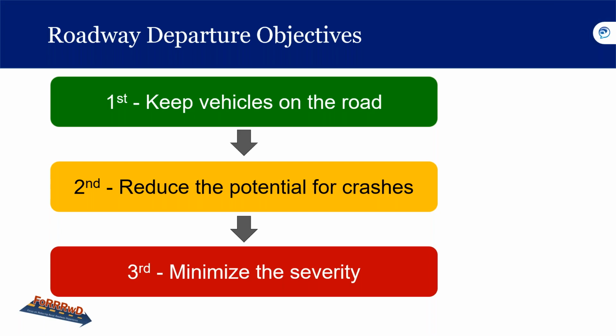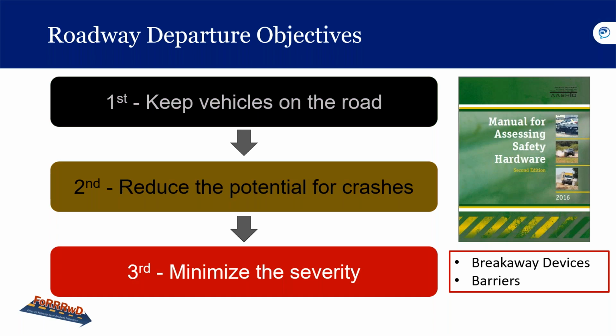Okay, so if we go back to the beginning of our class, our roadway departure objectives, of course, number 1 was to keep vehicles on the road. Our second objective, reduce the potential for crashes, and third, minimize severity. So that's what we're going to be talking about here. One of our resources that you can view and download is called MASH, which stands for Manual for Assessing Safety Hardware. There's the 2016 version, which was the second edition.